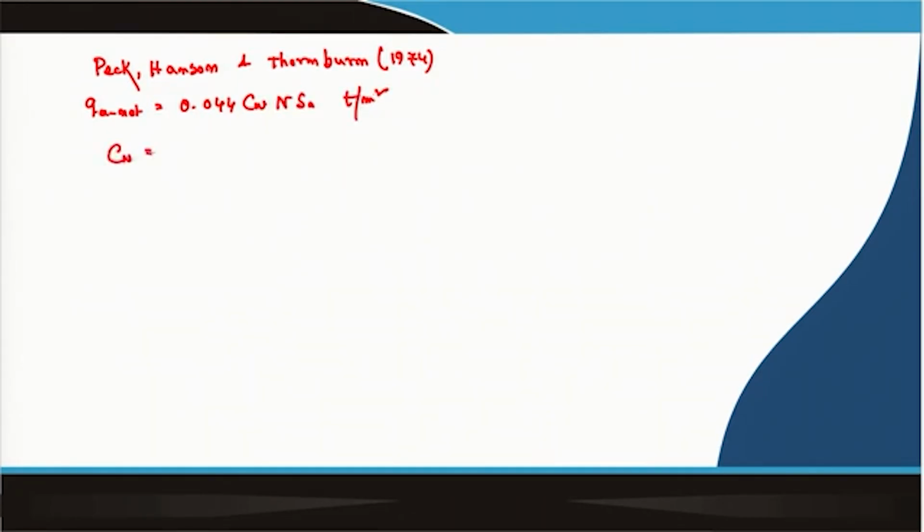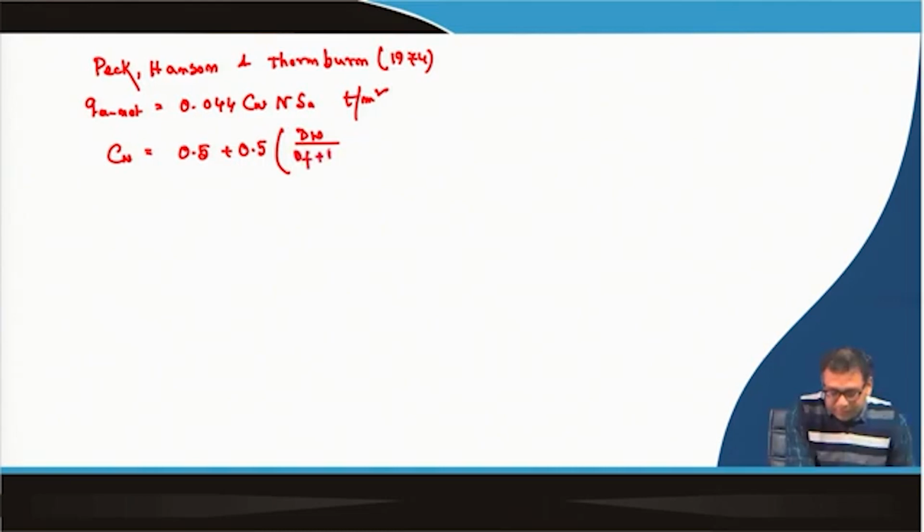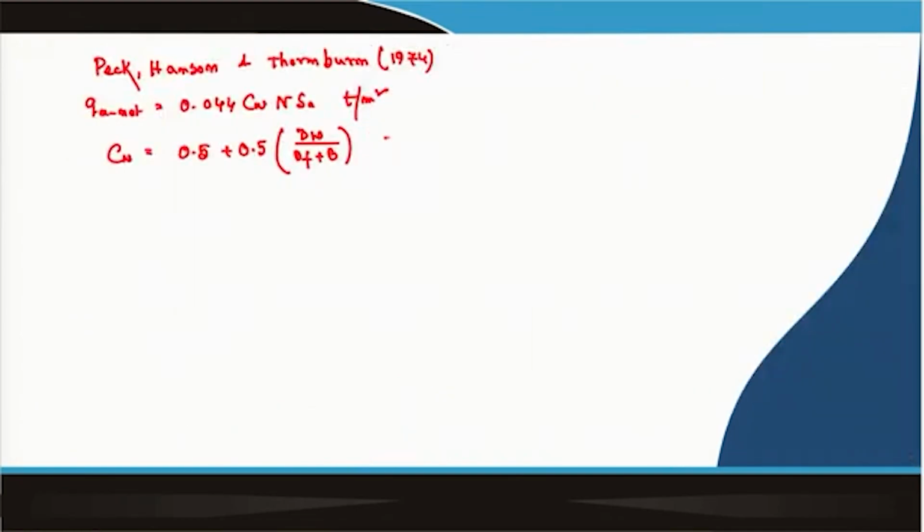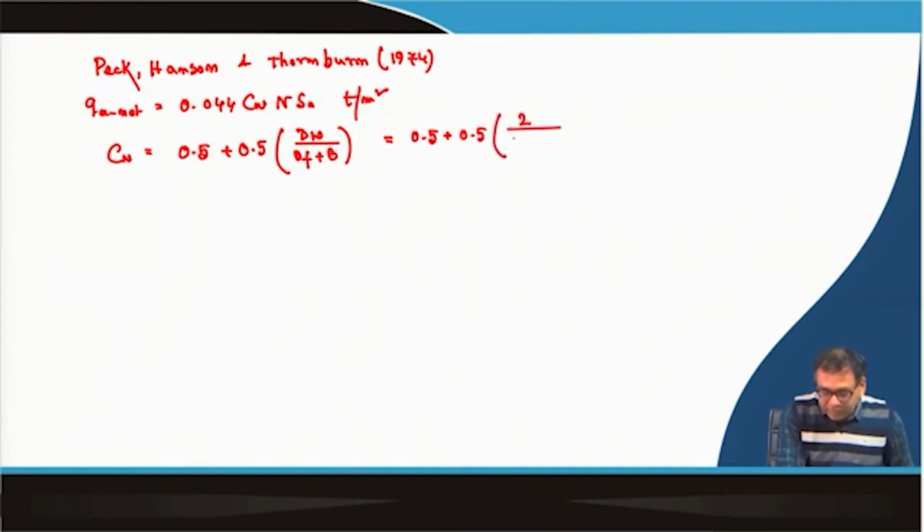Now, Cw is equal to 0.5 plus 0.5, dW over Df plus B, where dW is the position of the water table from the surface. So, dW is equal to 2 meter. So, I can write 0.5 plus 0.5 times 2 meter over 1.5 meter, with a foundation also 2 meter.